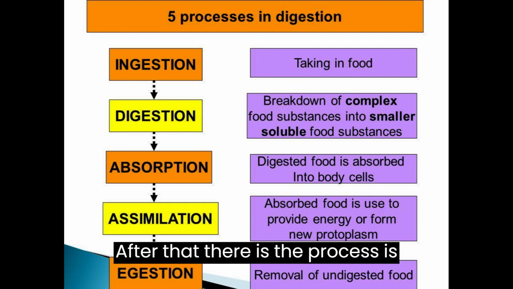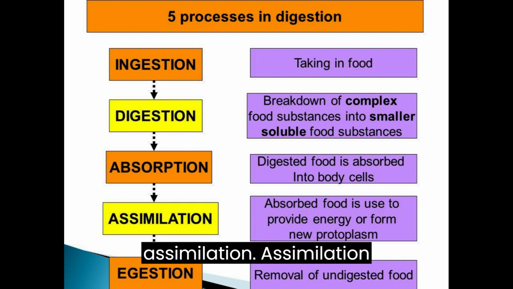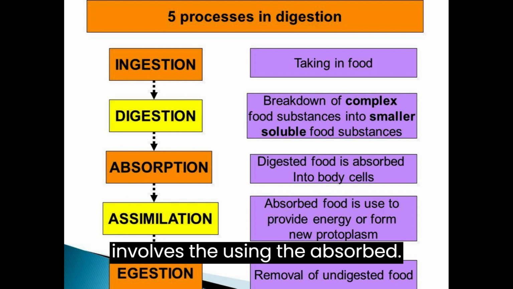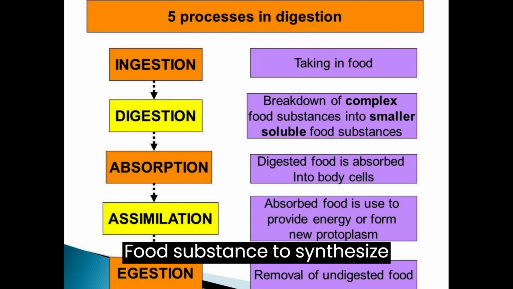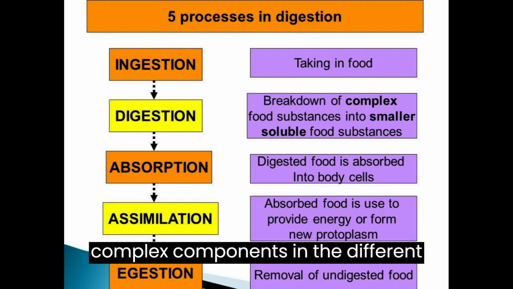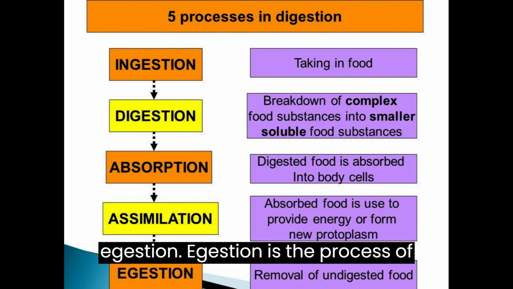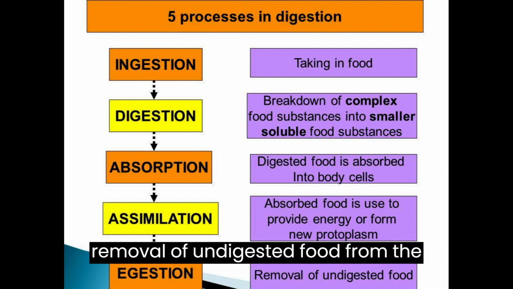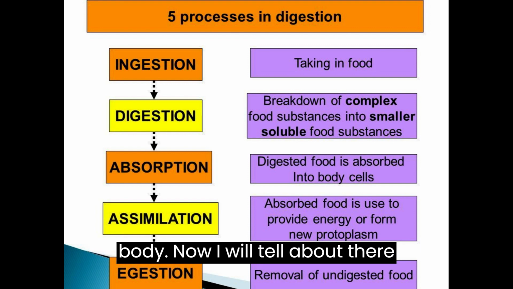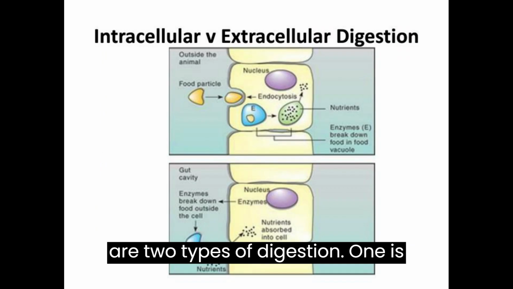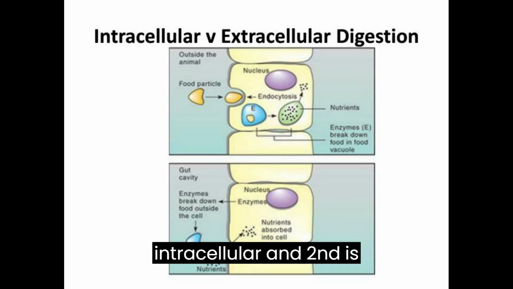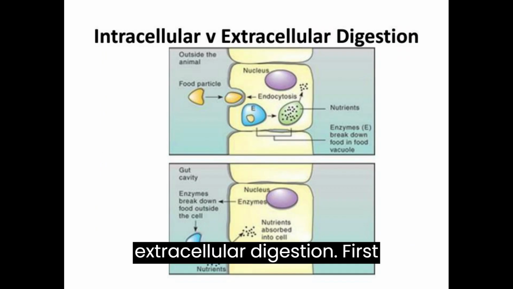After that, there is the process of assimilation. Assimilation involves using the absorbed food substances to synthesize complex components in the different cells of the body. After that, there is egestion. Egestion is the process of removal of undigested food from the body. Now I will tell you there are two types of digestion: one is intracellular and the second is extracellular digestion.